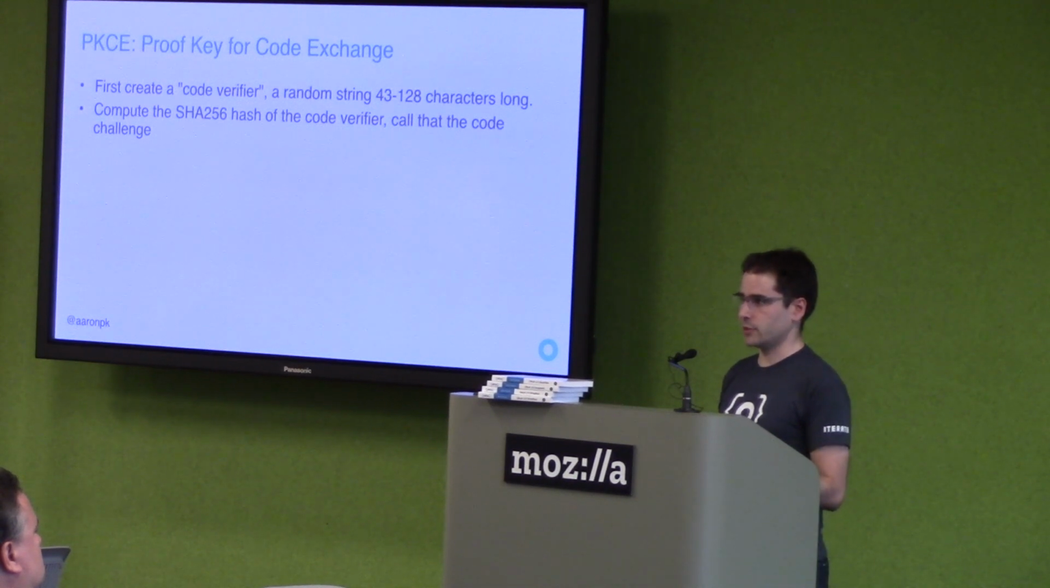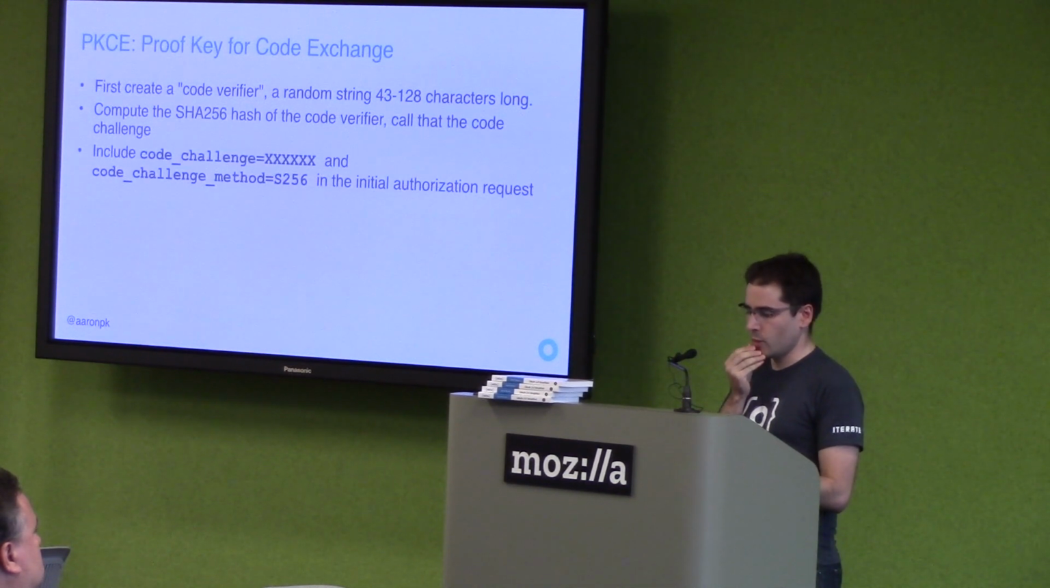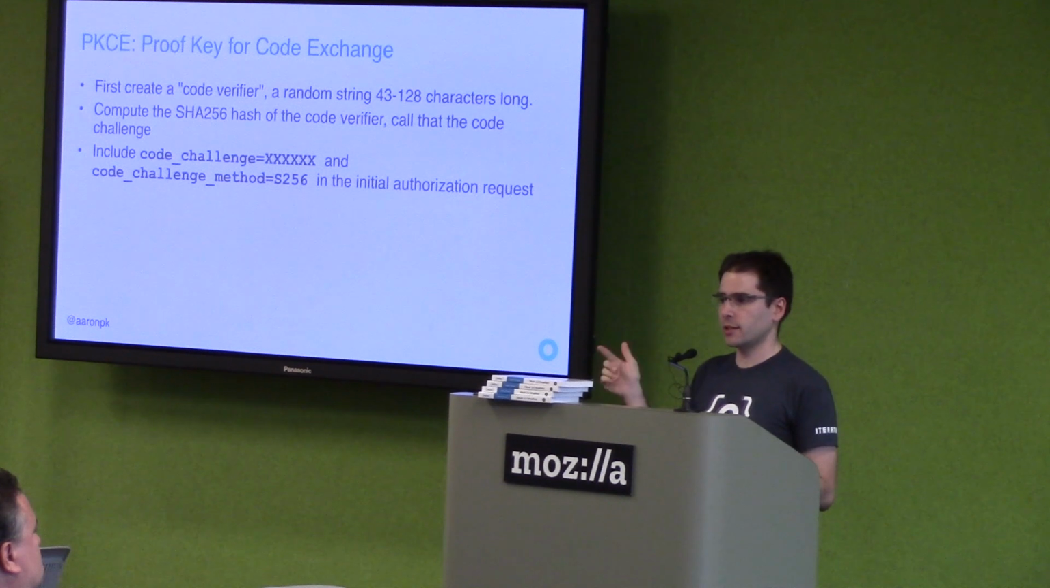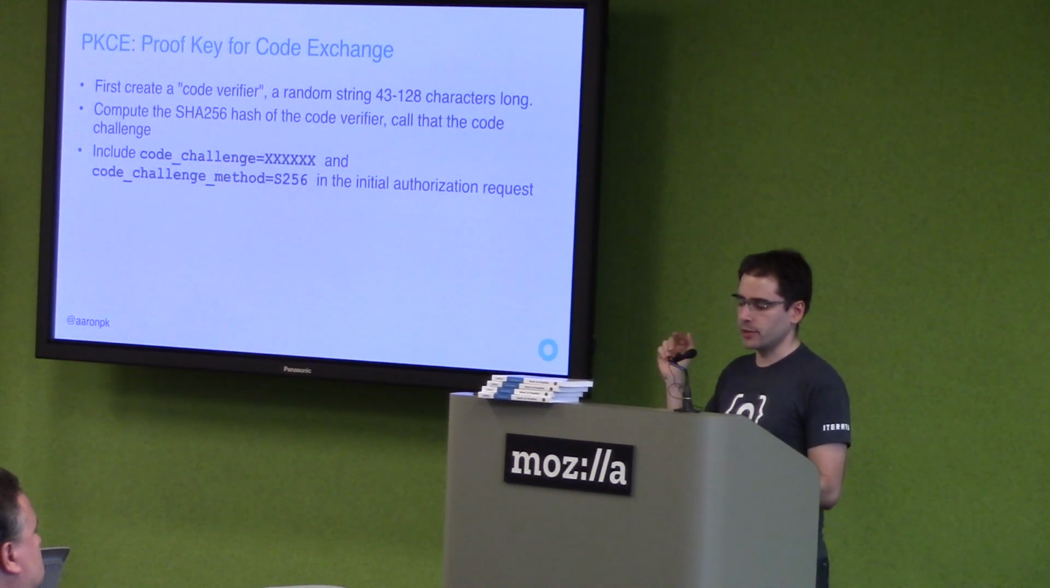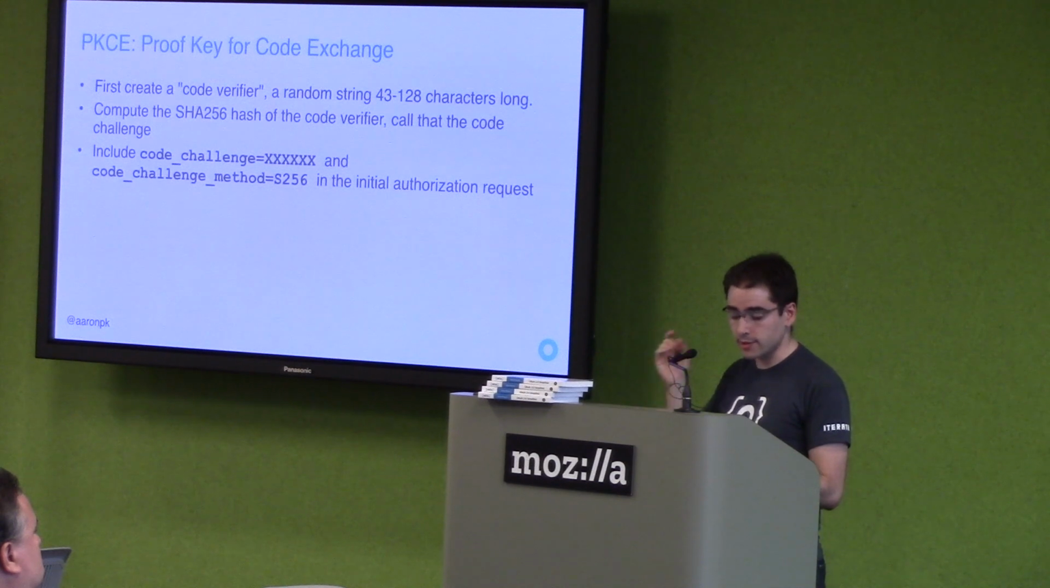So before the app gets started, before it generates the URL to send the user to log in, it first generates a random string, and it has to be between 43 and 128 characters long. It then computes the hash of that, and we're going to call the plain text string the verifier, and the hash we're going to call the challenge. Then, when it builds the login link, the first authorization URL, it's going to include the hashed string and tell the server what hashing method to use. And I think that's just so that in the future we can change it to better hashes.